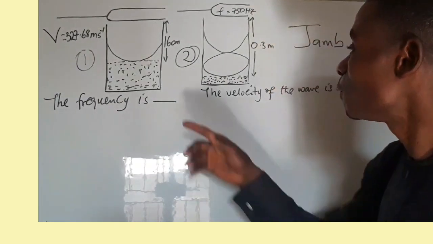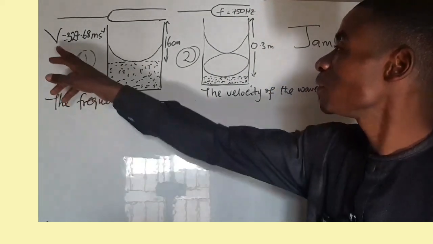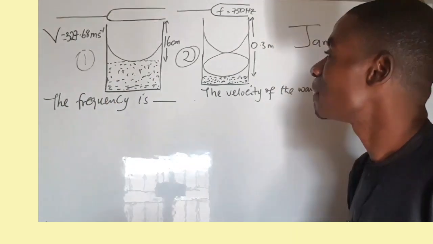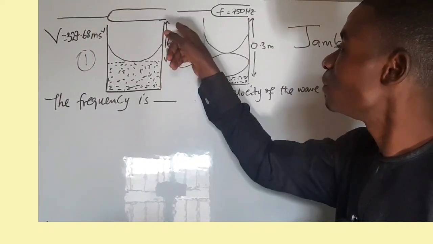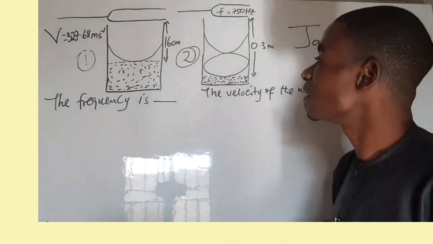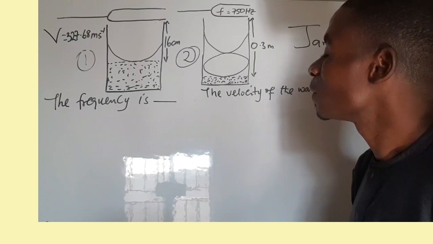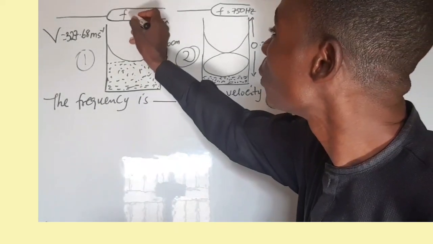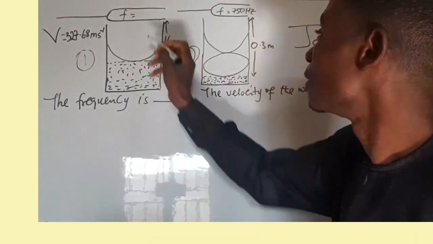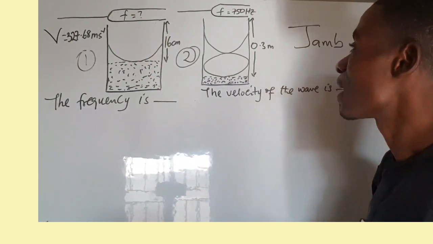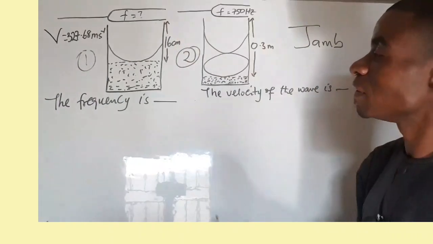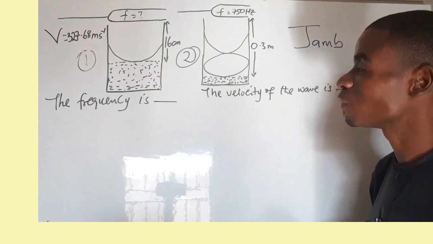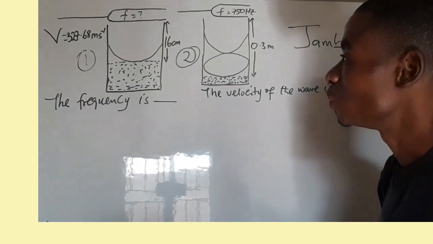The first example says the velocity is given as 327.68 meter per second, and the length of this closed pipe is 16 centimeter. The frequency is dash. The frequency from this tuning fork, we don't know it. It's a question mark, and that is what we are calculating. The frequency of that tuning fork is dash. That is what we don't know.